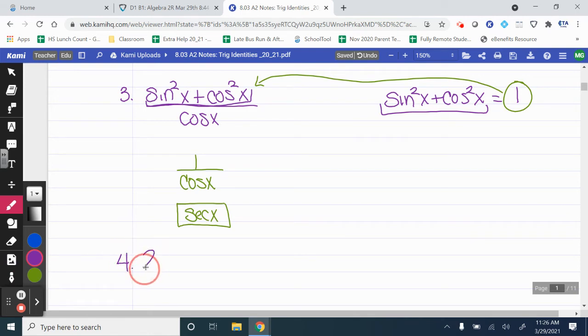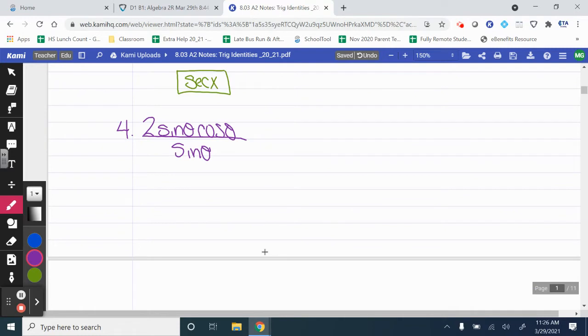All right, number 4 is 2 sine theta cosine theta over sine theta. This one should hopefully be a quick one. See what you can reduce and rewrite this one. Hopefully you notice you can just cancel out those sines of theta, leaving you with 2 times cosine of theta, still a single trig function.